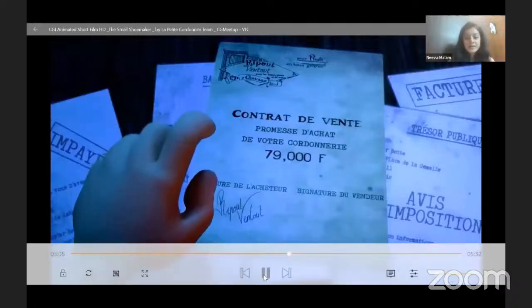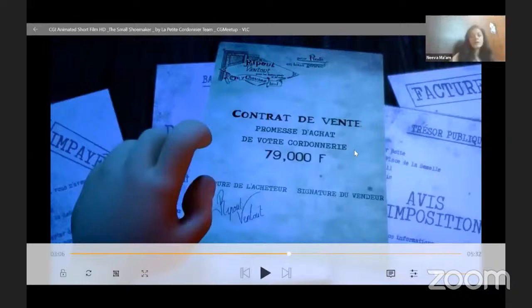This contract was to buy his entire shoe shop. Okay, it's in French here, but it is the contract de vente, promesse d'achat de votre cordonnier. Okay, and he's selling it. He's saying that I will give you 79,000 francs for it. So it is a selling contract for his cordonnier, that is his shoe shop. All right, so he's going to sell it for 79,000 francs.